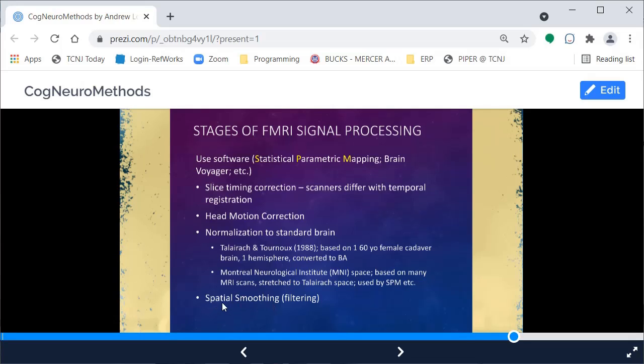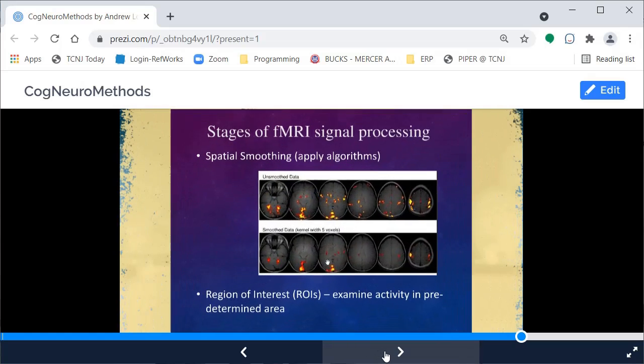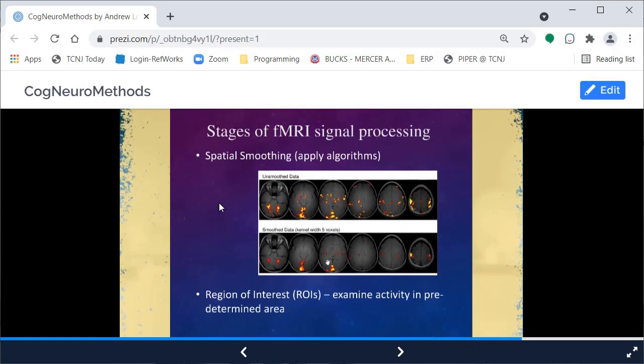Then there will be a lot of spatial filtering or smoothing, and I have an image to show you what that looks like, where you apply different algorithms. Here's some unsmoothed data, and again, we can smooth this out and identify what areas are a little bit more common across voxel areas. That narrows down and smooths out some of the noise in our data set.